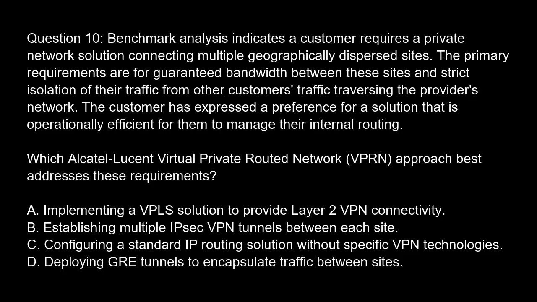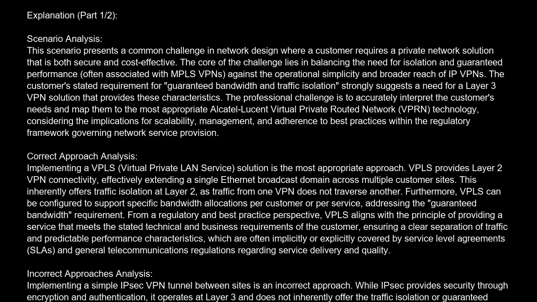Option A. Implementing a VPLS solution to provide Layer 2 VPN connectivity. Option B. Establishing multiple IPsec VPN tunnels between each site. Option C. Configuring a standard IP routing solution without specific VPN technologies. Option D. Deploying GRE tunnels to encapsulate traffic between sites. Correct answer is A.